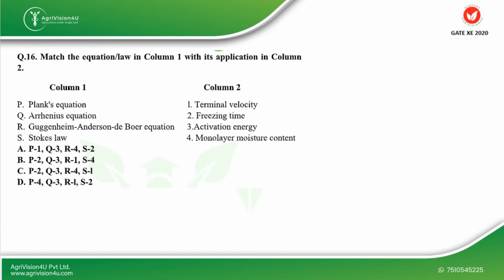Question 16. Match the equation or law in column 1 with its application in column 2. So first one is Planck's equation. We know Planck's equation of freezing. What is the formula? That is t_f equals ρ L_f by (T_f minus T_i), times (P a by h_c minus R a squared by k). Right? This is Planck's equation of freezing. So my P will go with 2.